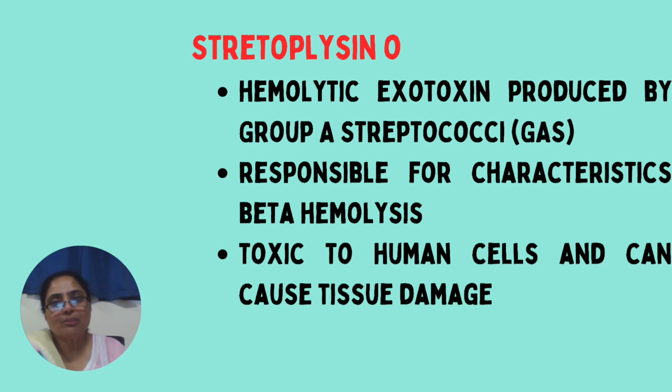Let's talk more about streptolysin O. This is hemolytic, I have already told you, and it's an exotoxin. An exotoxin is basically protein in nature, and it's produced by GAS, that is group A streptococci. The representative of group A streptococci is Streptococcus pyogenes. So group A streptococci is also called by a short form, GAS, and this hemolysin O is responsible for the characteristic beta hemolysis. Group A streptococci produces beta hemolysis on blood agar plates.